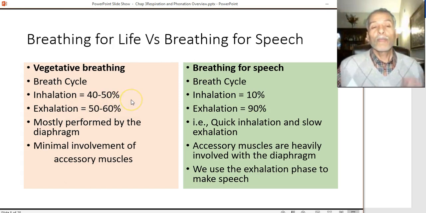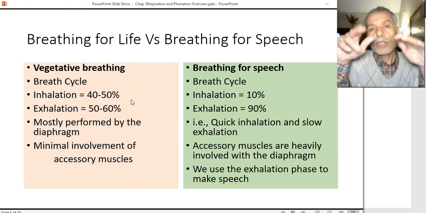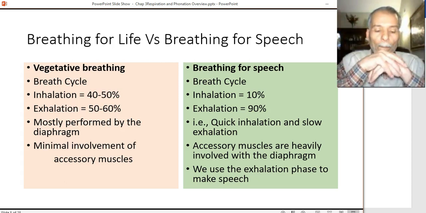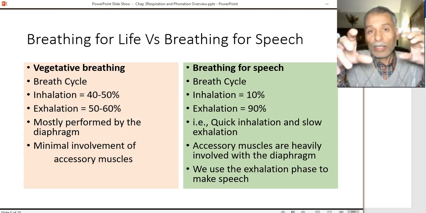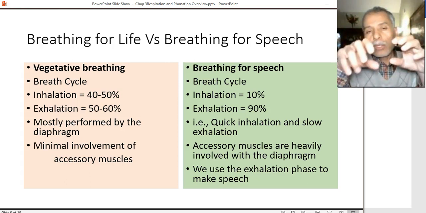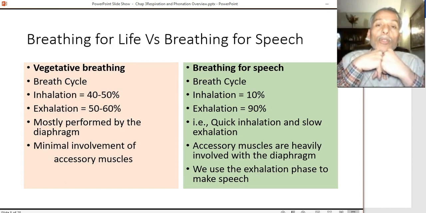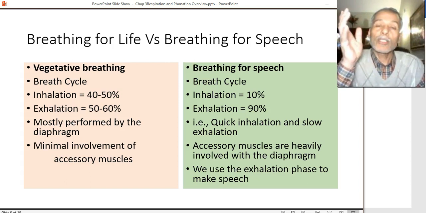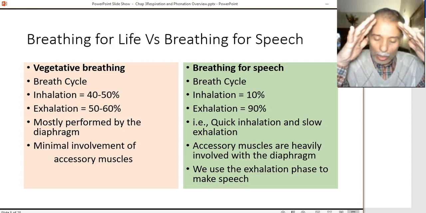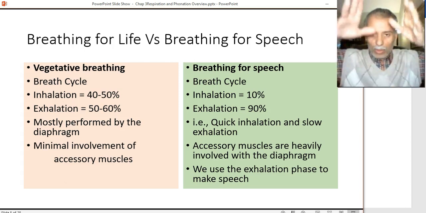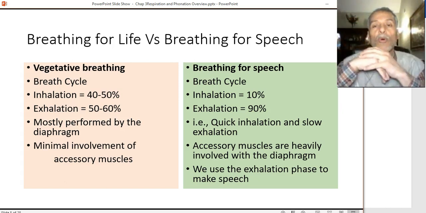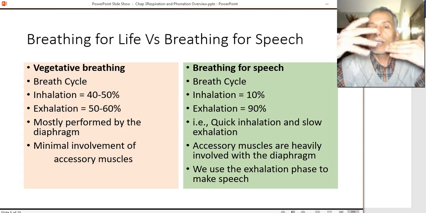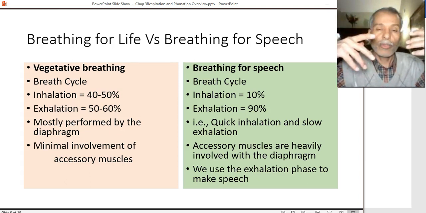The idea of this is that the two parts of the respiratory cycle, inhalation and exhalation, are fairly close to each other in terms of time. We use the diaphragm as the primary muscle to expand the thorax down. When you expand it down, the lungs are expanded and pulled down, and that creates more space. And there's minimal involvement of the accessory muscles of inhalation.